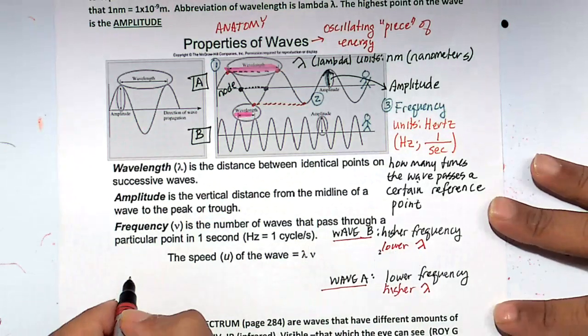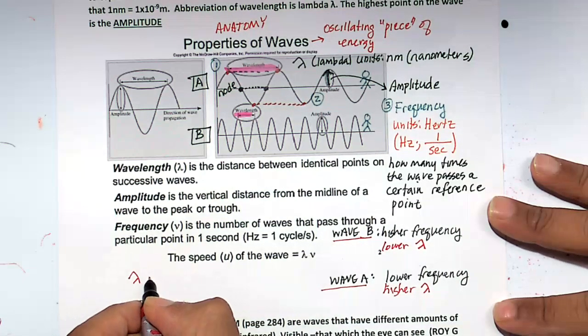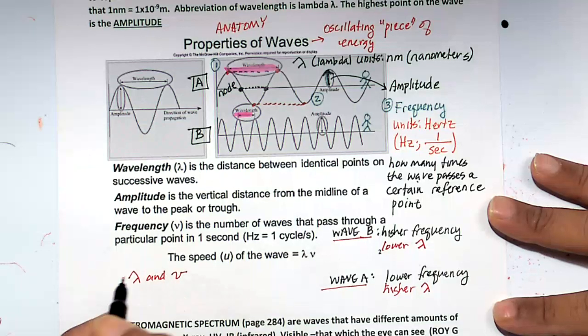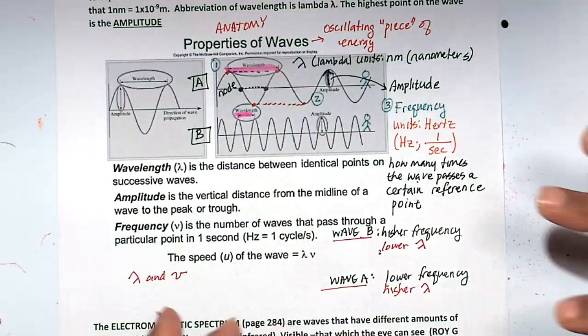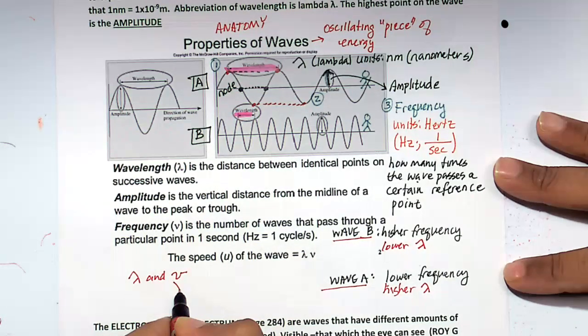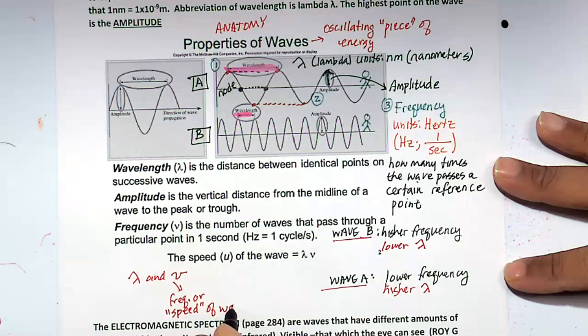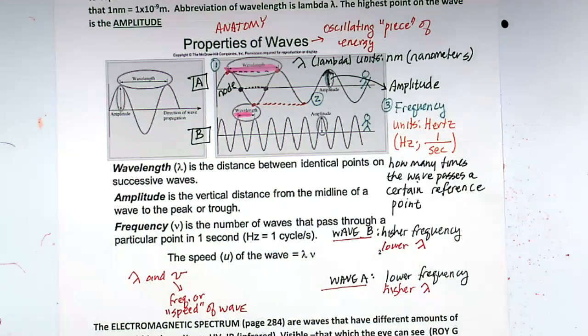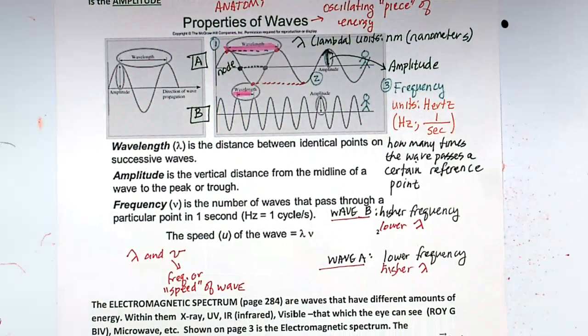All right, so there is what's called an inverse relationship between wavelength, lambda, and frequency, which I'm going to call v. Frequency is sort of the speed of the wave. Remember, the units of frequency are hertz, 1/s. So wavelength and frequency are inversely proportional.